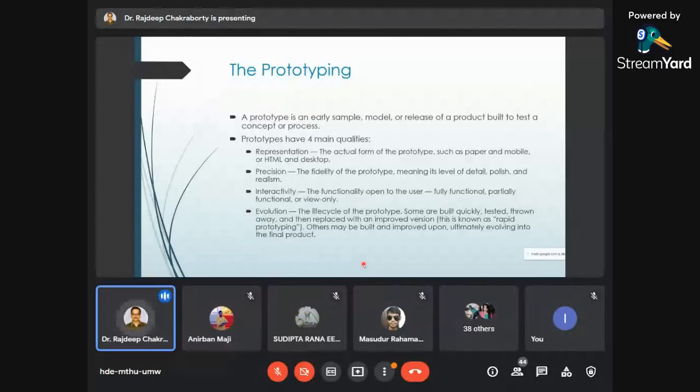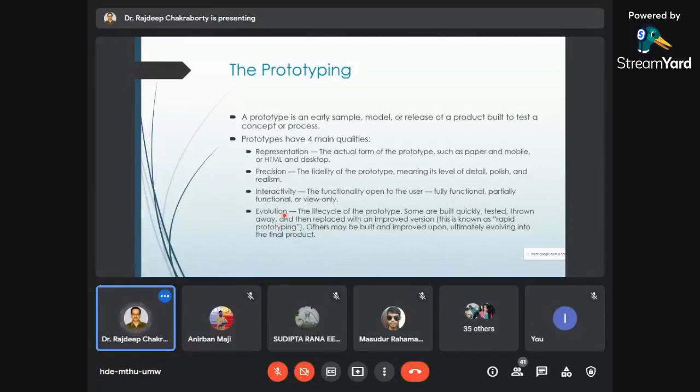So prototyping has four main qualities. One is representation, how you are representing your prototype. If I'm making software, you can represent it in software, mobile, or HTML. If you are making hardware, then you can represent it on a hardware platform. Then precision, the fidelity of the prototype, meaning its level of detail and realism. Then interactivity, the functionality open to the user, that is, what functionality you are giving in your prototype, and then evaluation.